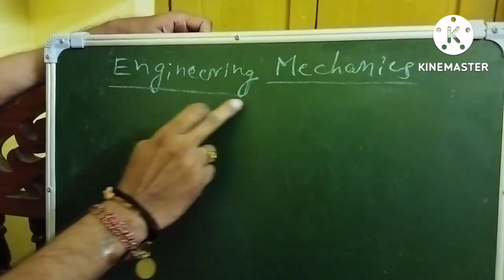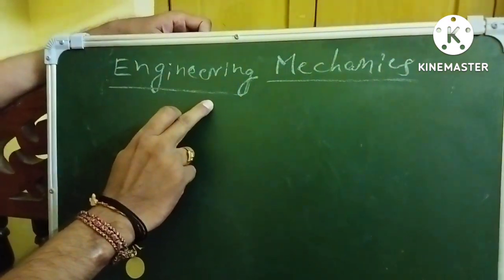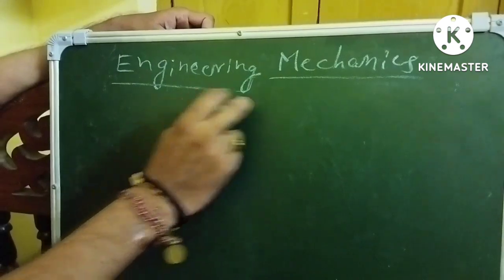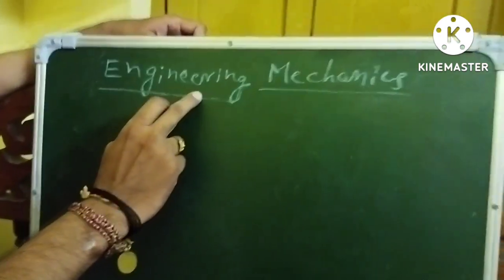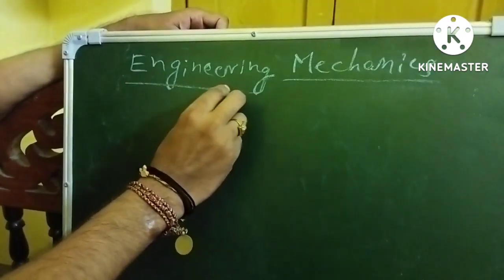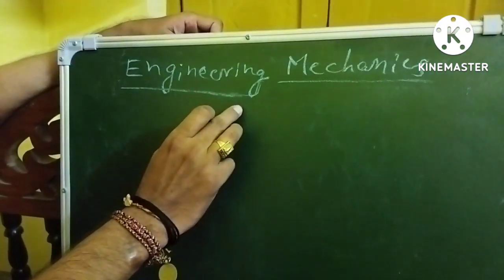Today I am going to explain about engineering mechanics and its types. So first of all, what is engineering mechanics? It is a branch of science which deals with the behavior of the body under a state of rest or moving condition. So that is about engineering mechanics.